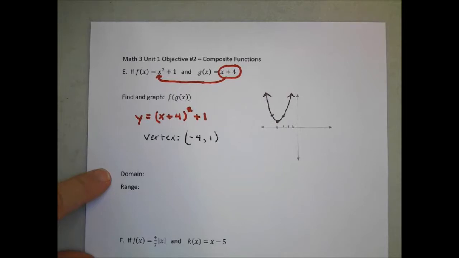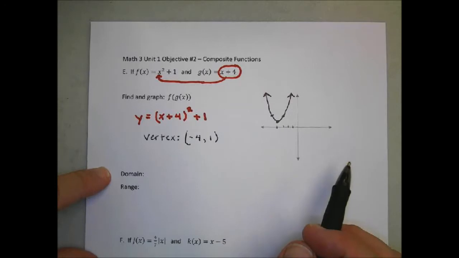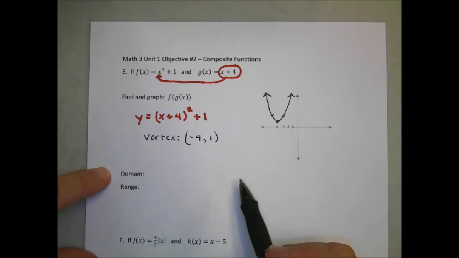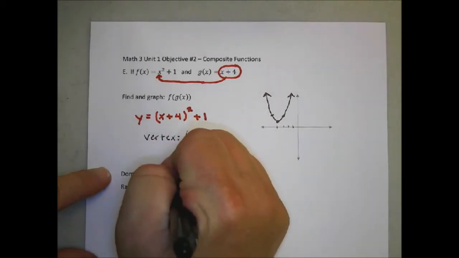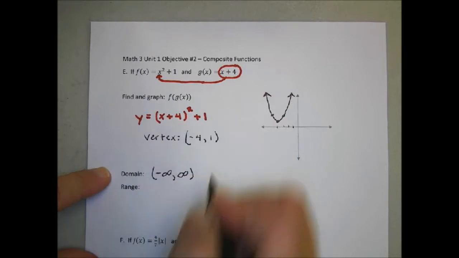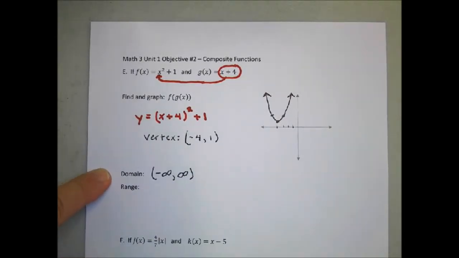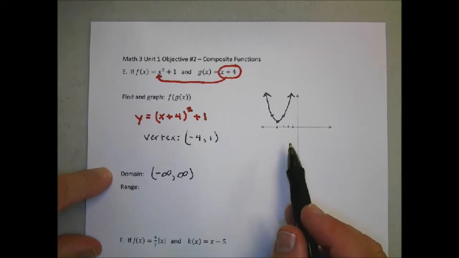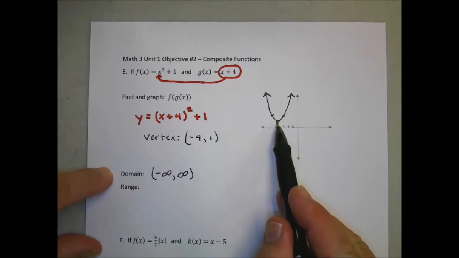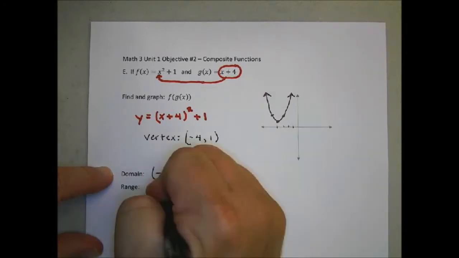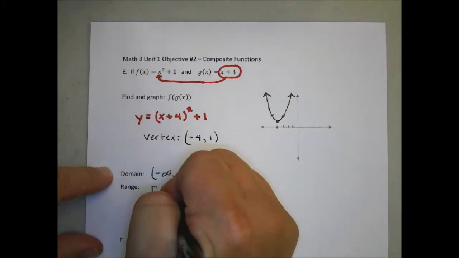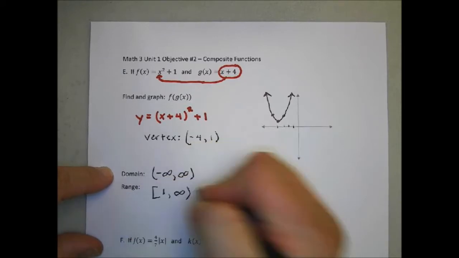Now, let's review domain and range. Parabolas open forever and ever to the left and forever and ever to the right, or at least this parabola does. So the domain would be negative infinity to positive infinity. Now the range, on the other hand, this parabola has a minimum value. Its lowest point is at y equals positive 1. So we write the range with a closed bracket because we actually do hit positive 1. So the low point is positive 1 and the high point is infinity.